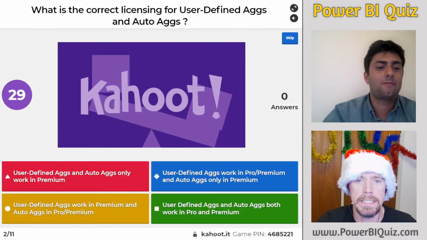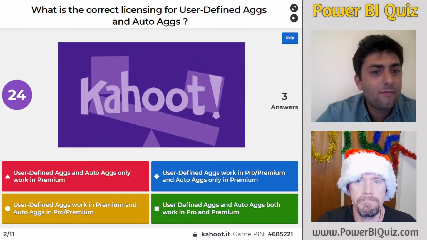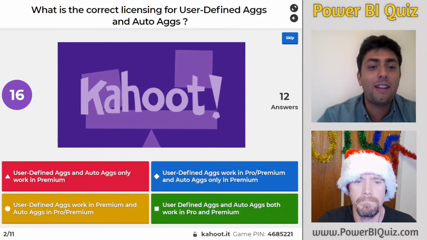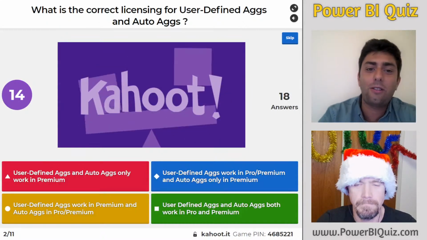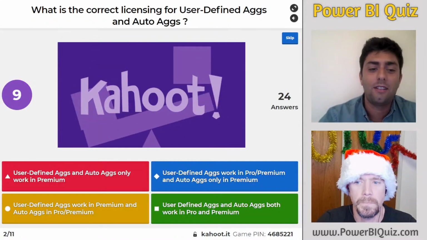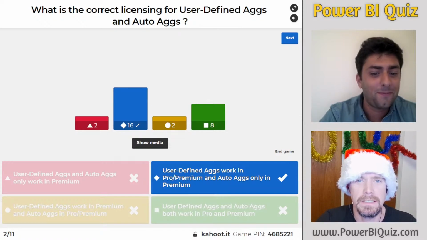So this is around licensing. You have 30 seconds for this one. Yes. So for this first question, I wanted to know if you know what the correct licensing is. As you may know, there are two types of aggregations, user-defined and auto-aggs. And yeah, I wanted to know if you are at ease with this licensing. So what will you see?